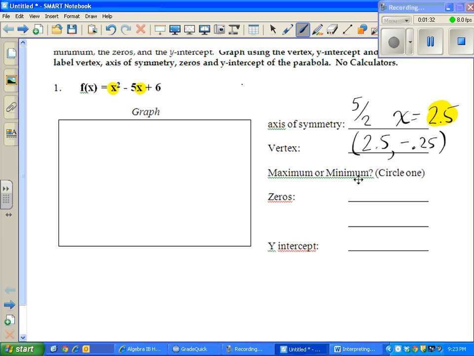Is this a maximum or minimum? Well, this happens to be a minimum because the a value is positive, so this is going to open up. It's going to be a U, so we're going to circle minimum.